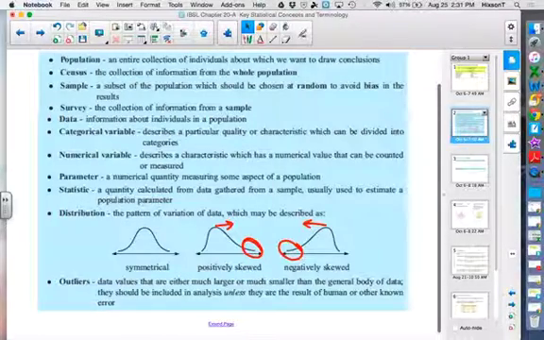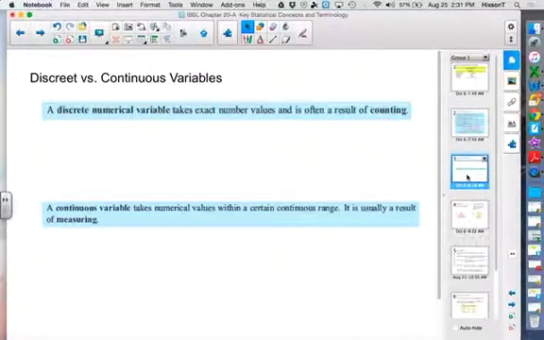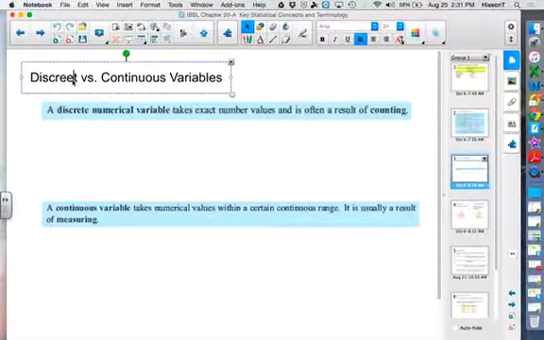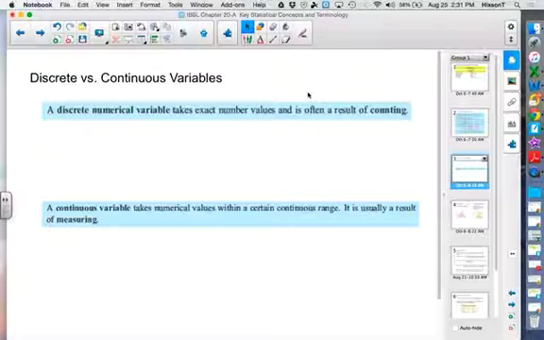But let's take a look at two types of variables, or two types of data that we need to make sure we keep straight. Continuous and discrete. Okay? I spelled discrete wrong. That's terrible. Discrete. And it's right below it. There we go.